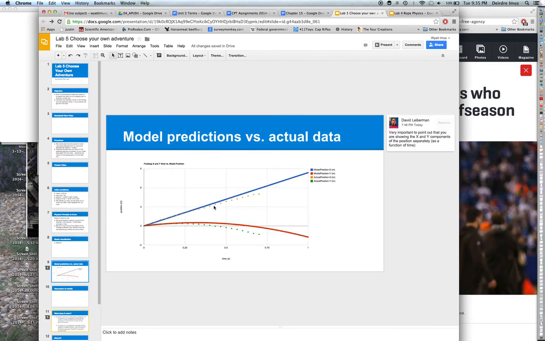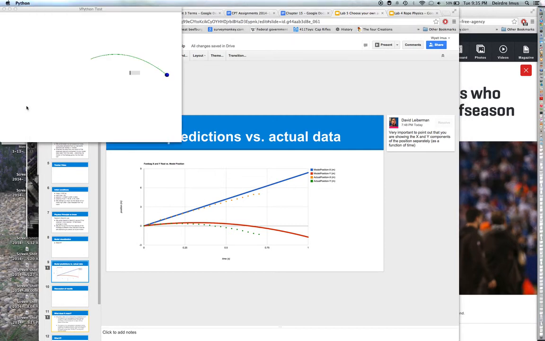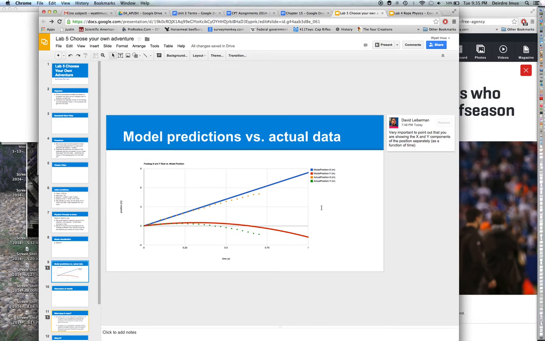The model predictions versus actual data: you can see that we are comparing the x and y components of the position separately as a function of time. The model position, which you saw, increases at a steady rate in the x-axis, whereas the actual position in the x-axis seems to increase as well, but kind of slows off in the end. And this could be due to just us not predicting the velocity properly when we originally plugged it in. And it could also be due to air resistance.